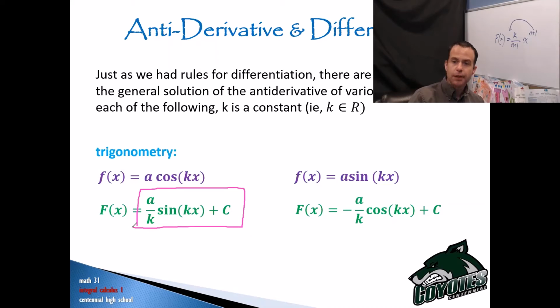Likewise, for a times sine kx, it would be negative a over k cos of kx plus c. Okay, awesome, awesome.